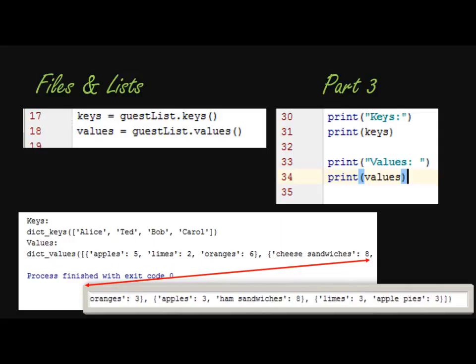Our dictionary keys are the first dictionary that we created. And the keys are Alice, Ted, Bob, and Carol. Our values actually are the keys and values of each line of the Alice, Ted, Bob, and Carol that we've created. And so we can go on and we can nest this as far as we want to.